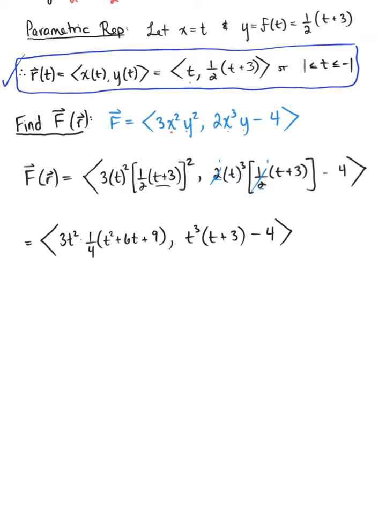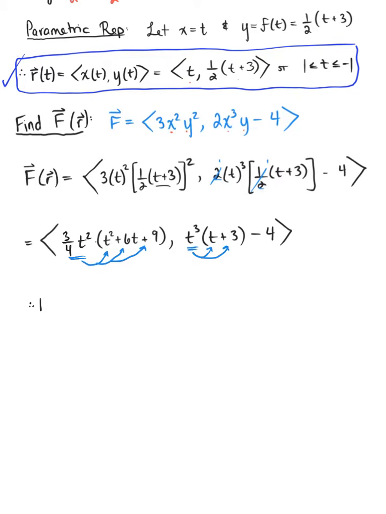And let's take this one step further and simplify so we're ready for integration. I'm going to rewrite this x component as 3/4 t squared. And if you left it as it is, that's fine too. This is the same thing. It just looks a little nicer this way. And we'll take this and we'll distribute it through our trinomial. And we'll take the t cubed of our second term and distribute that through as well.